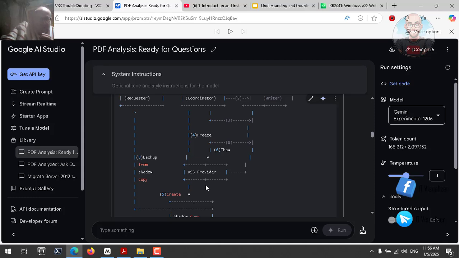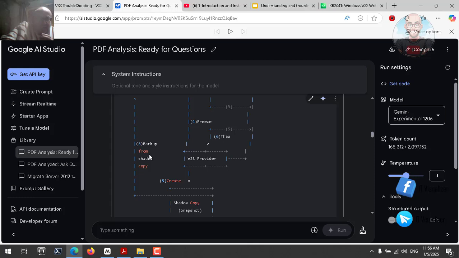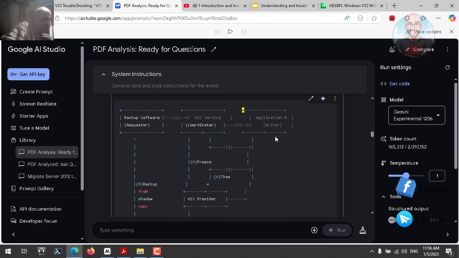Okay, and then this is 4 and 5, and then 6 we need to talk to the writer to release the freeze, and then where is number 7? So this is a snapshot. I think it will not go directly, so there is 7 missing. Where is number 7? So we have 1 and 2 and 3 and 4 and 5 and 6.